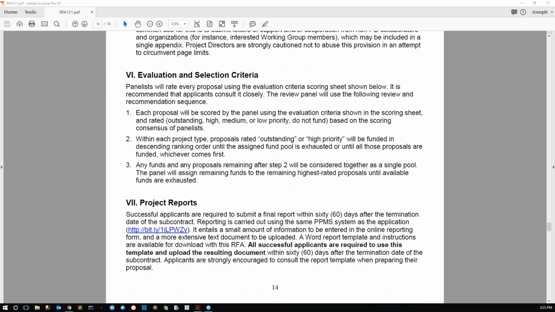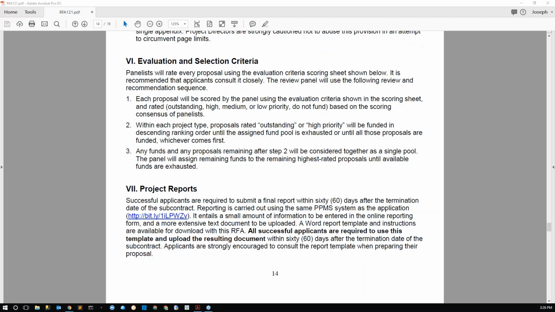With the evaluation and selection criteria, each of these proposals will be scored by a panel of folks from not the southern region, but other people somehow related to agriculture and integrated pest management in the country. Looking at these proposals, they'll be evaluated for how well they address regional priorities, how well they think this is going to meet the goals of the program, and what the likelihood of success is.